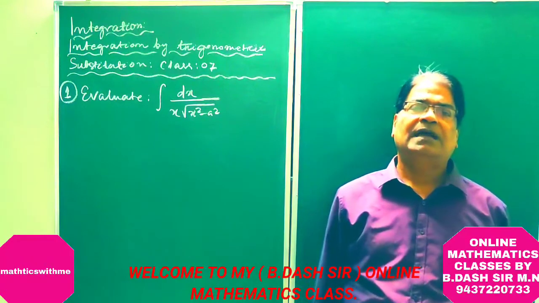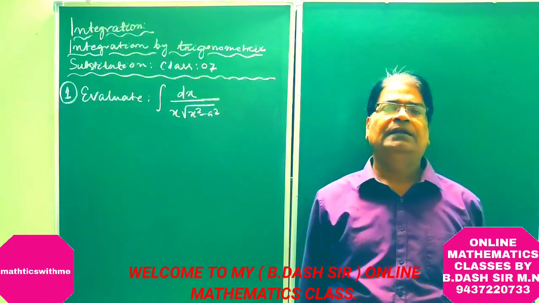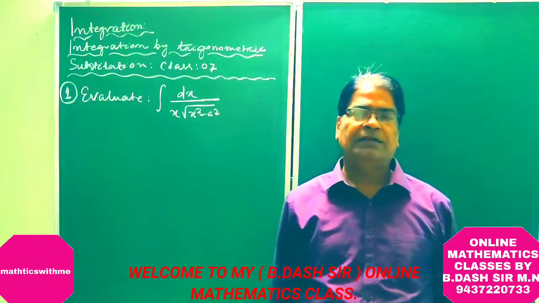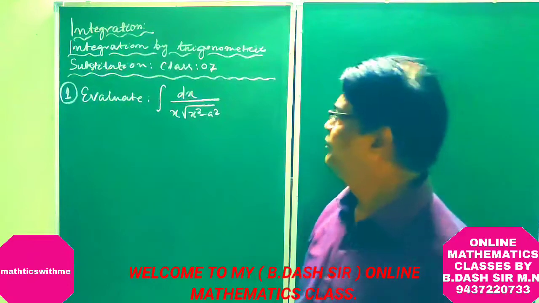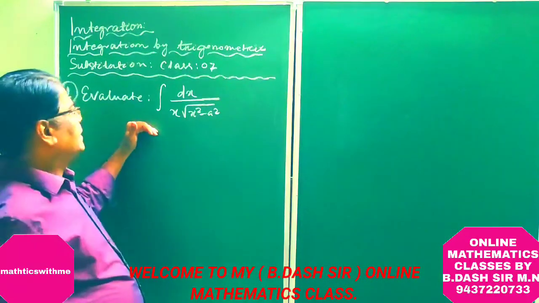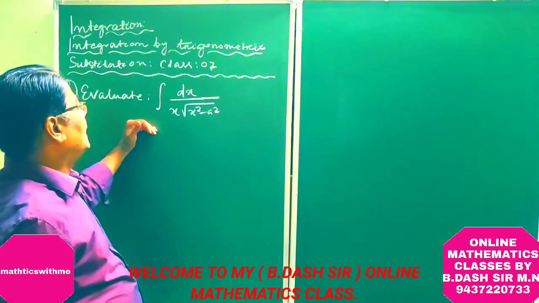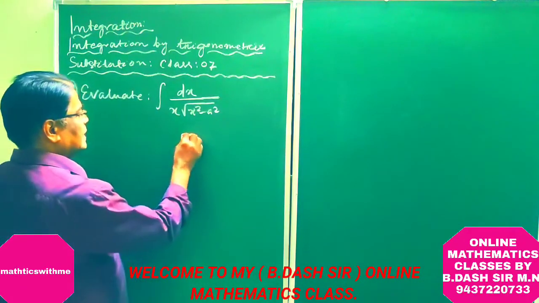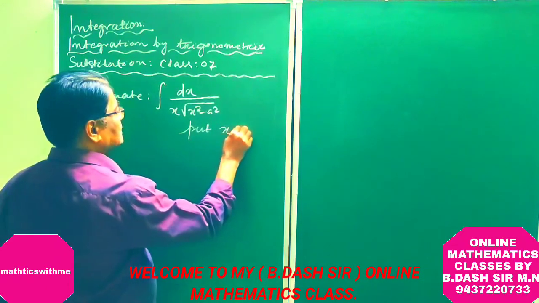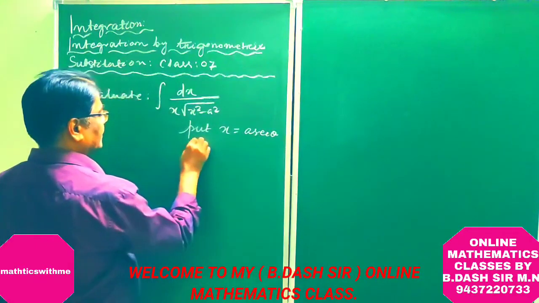In this class, I am going to solve problems on integration using trigonometric substitution. Let us start the topic. Here our first question is evaluate the integral of dx by x root over of x square minus a square. In order to solve this integration, put x is equal to a sec theta.